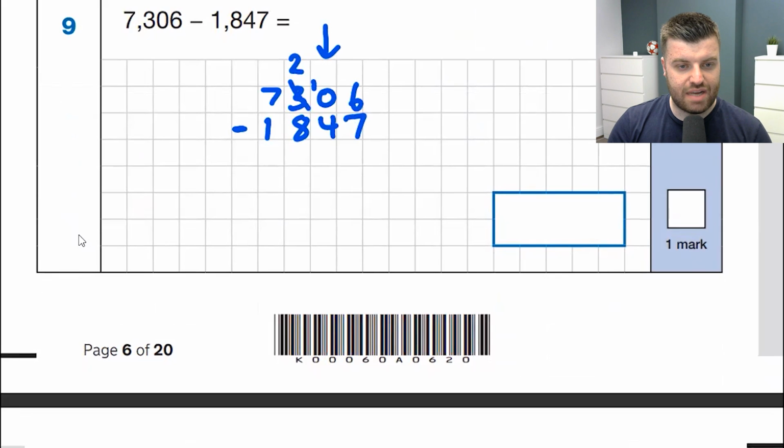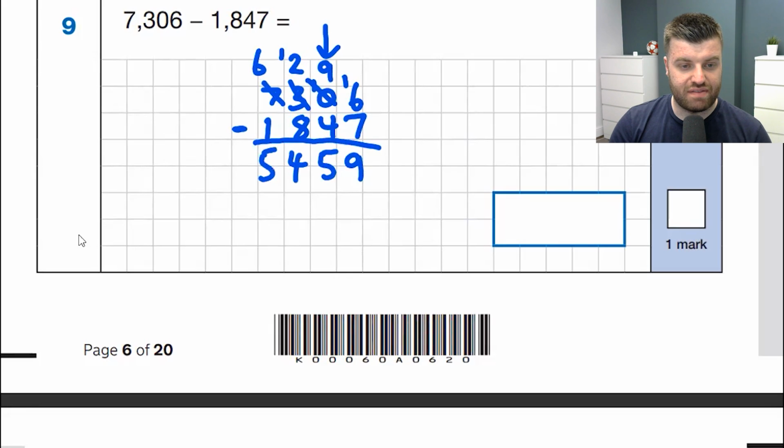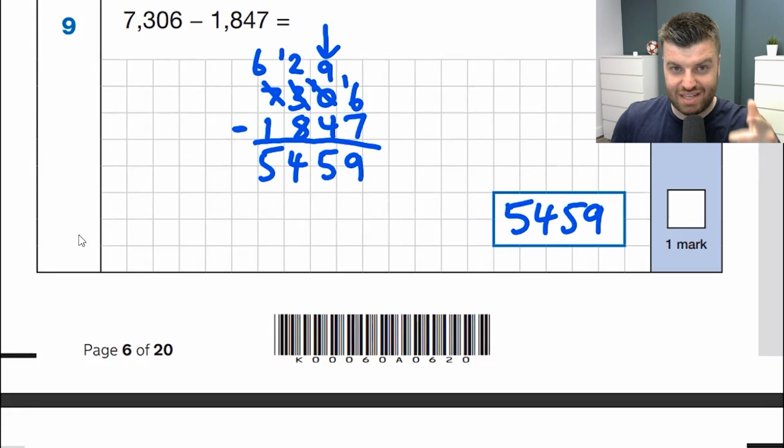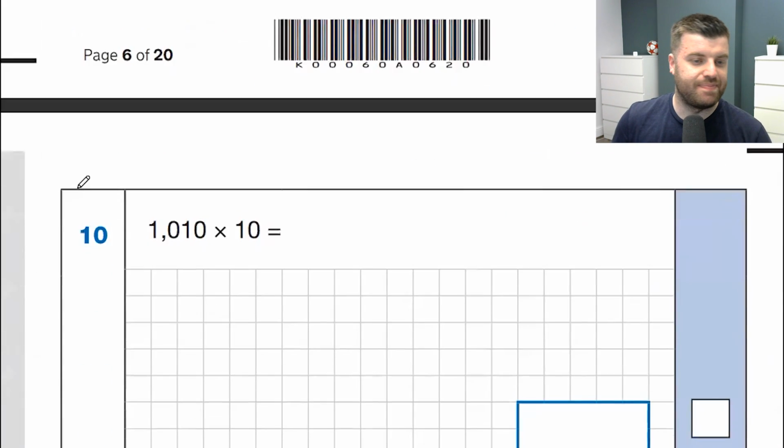Take from the hundreds, now we have 10 tens. Take from the tens, now we have 9 tens with 16 ones. And we can start our calculation at last. 16 subtract 7 is 9. 9 subtract 4 is 5. 2 subtract 8. We're going to have to exchange once more for the final time. 12 take 8 is 4 hundreds, and 6 take 1 is 5,000s. The answer is 5,459. Take your time on these, making sure you're exchanging at the right point.